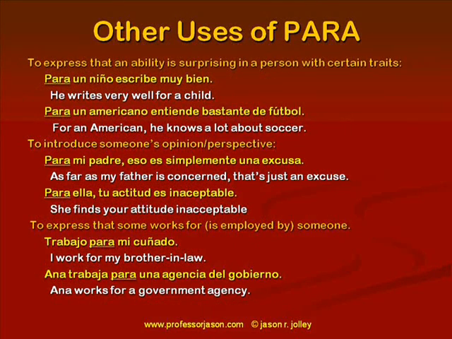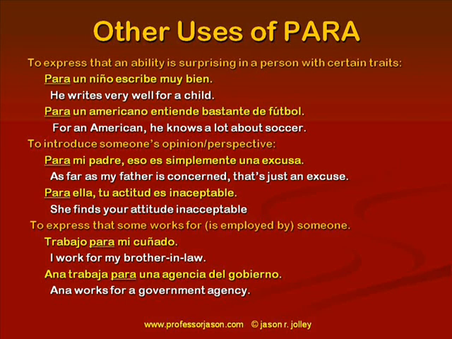Now what I've done on this slide is to list 3 additional uses of para that don't fit neatly into those previously mentioned 4 categories. So we're also going to use para to express that an ability is surprising in a person with certain characteristics. For example, para un niño escribe muy bien. He writes very well for a child. Or para un americano entiende bastante de fútbol. For an American, he knows a lot about soccer.